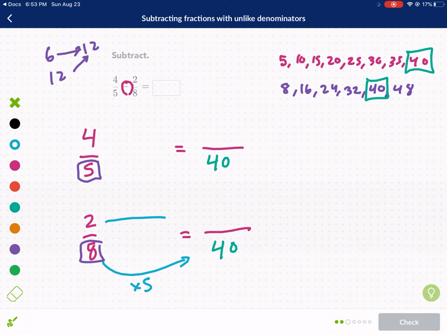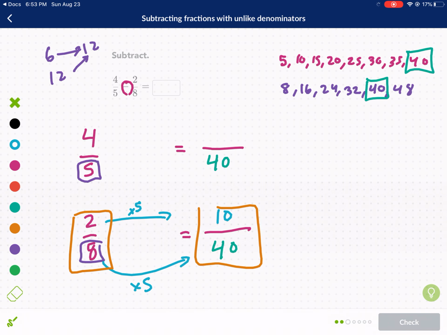If we multiply by 5 in the bottom, guess what? Got to do it in the top. So we get 10 out of 40. This is something I forgot to say last time. 10 out of 40 is the same thing as 2 over 8. I just changed how it looked. I gave it a makeover, okay? Because now we can use it a lot more effectively than we could before.